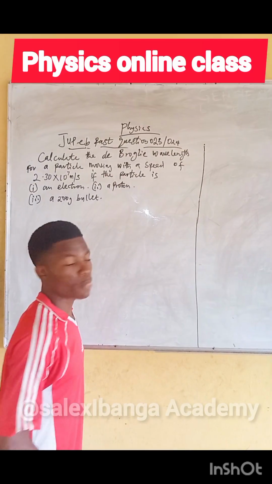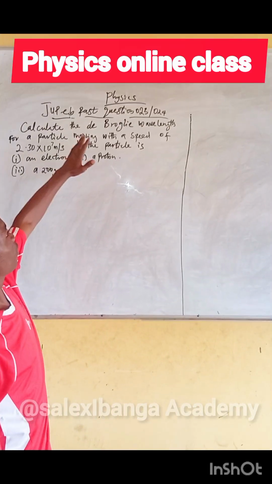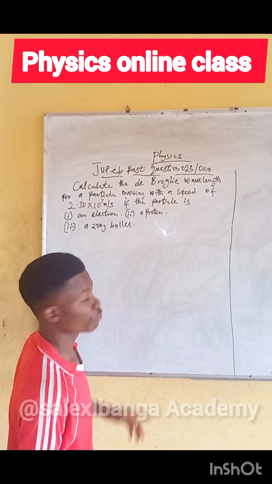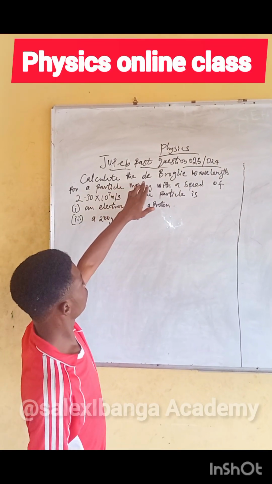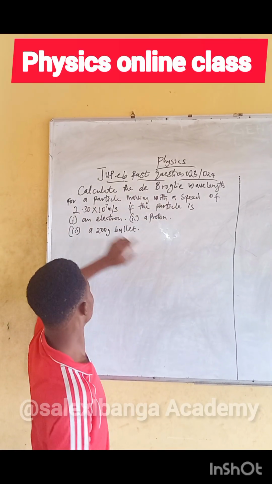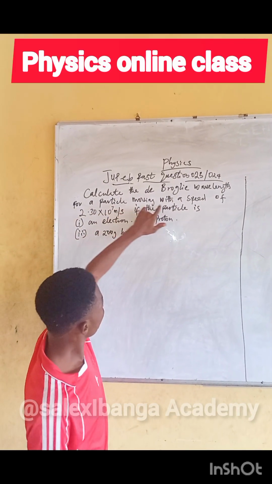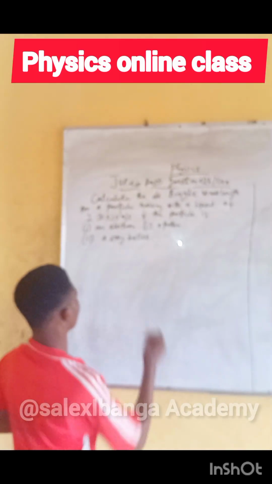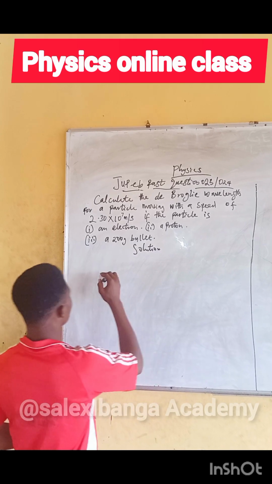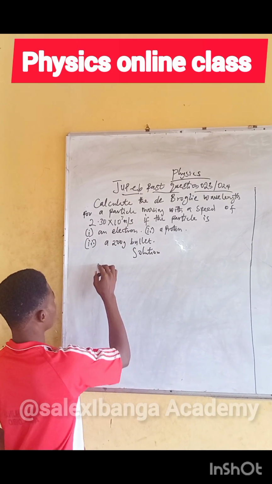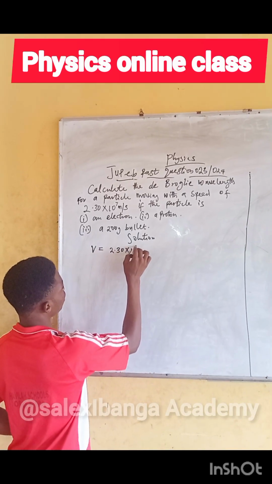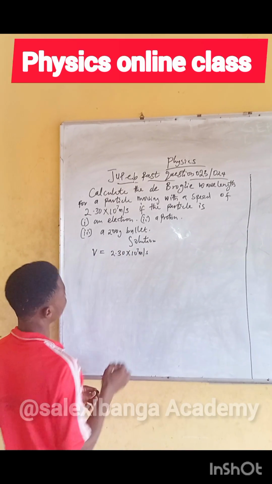And in today's class, we are looking at this JUPEB past question 2023/2024, academic section. So let's quickly look at the question. The question says, calculate the de Broglie wavelength for a particle moving with the speed of 2.30 times 10 raised to the power 7 meters per second. They are giving us our speed, so we sort out our parameters as an indication. Velocity, speed, same thing as velocity. So velocity is given to be 2.30 times 10 raised to the power 7 meters per second.